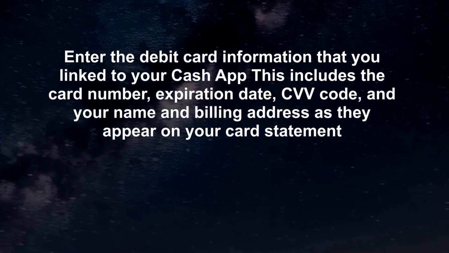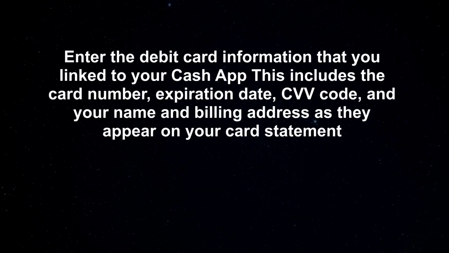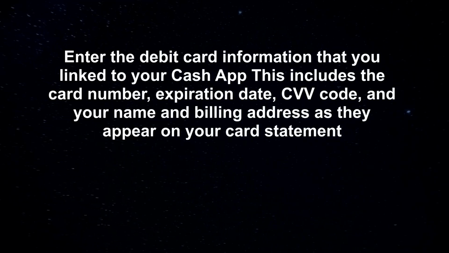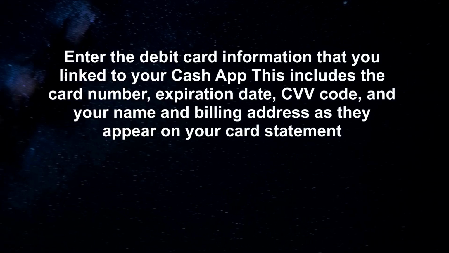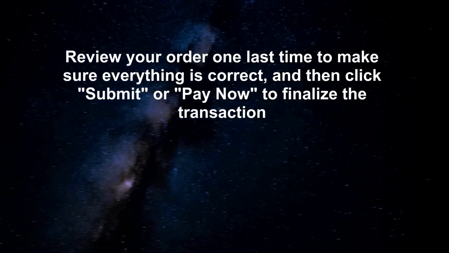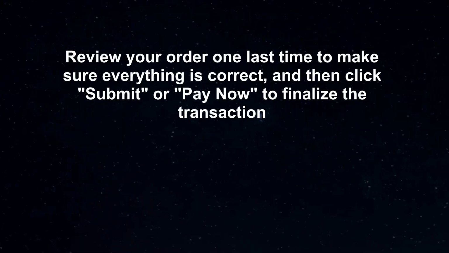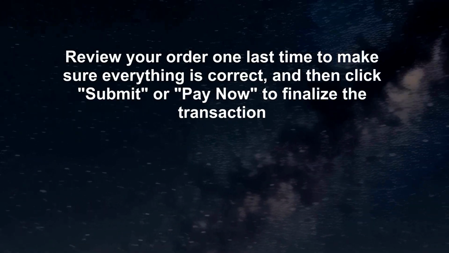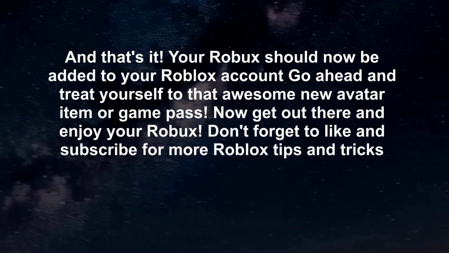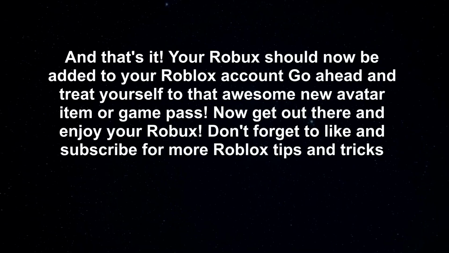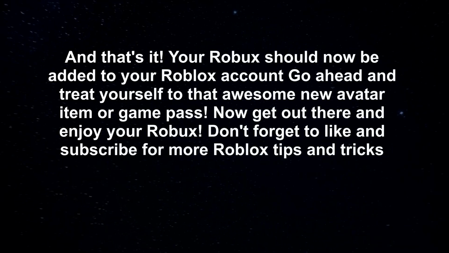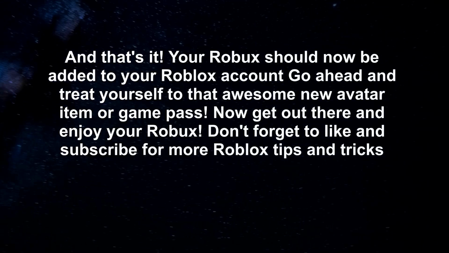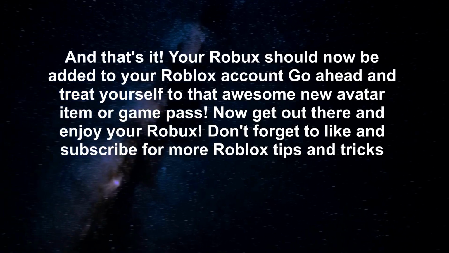This includes the card number, expiration date, CVV code, and your name and billing address as they appear on your card statement. Review your order one last time to make sure everything is correct, and then click Submit or Pay Now to finalize the transaction. And that's it. Your Robux should now be added to your Roblox account. Go ahead and treat yourself to that awesome new avatar item or game pass.